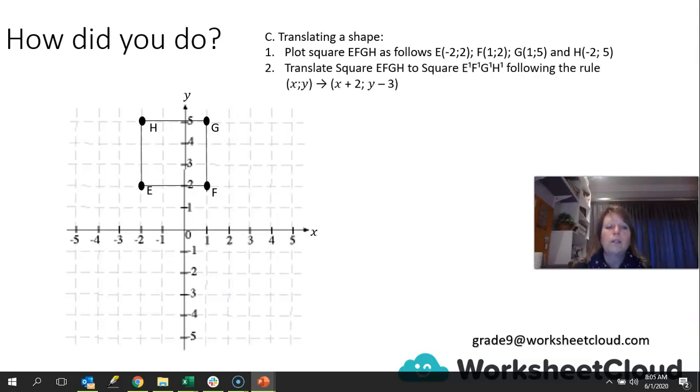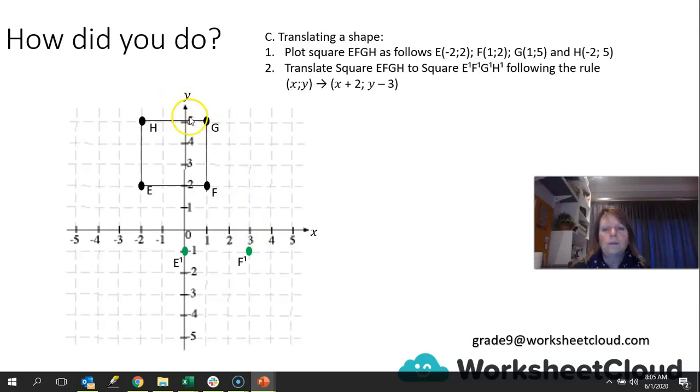What did we have to do with that? You had to translate square EFGH onto square E1, F1, G1, H1, following the rule x plus 2, y minus 3. We start with E first, and we go x plus 2, 1, 2, y minus 3, 1, 2, 3. And that is where our E1 is. Now we've got to do F. F is x plus 2, 1, 2, minus 3, 1, 2, 3. And that is where our F1 is going to be.